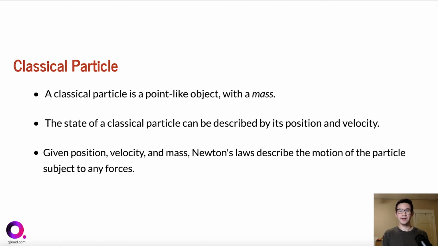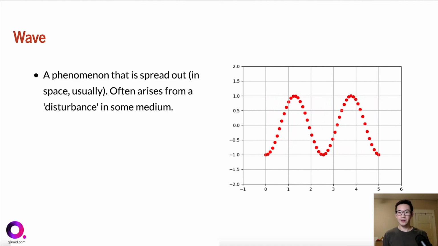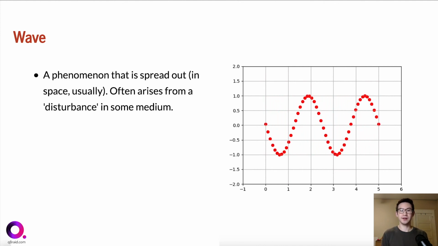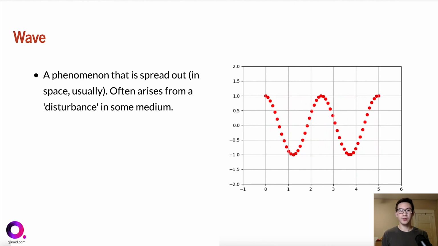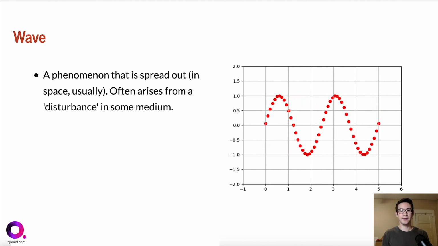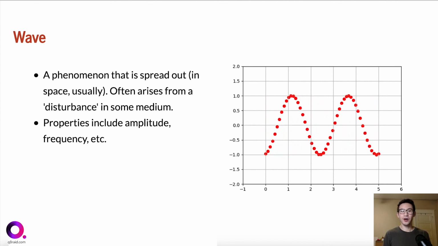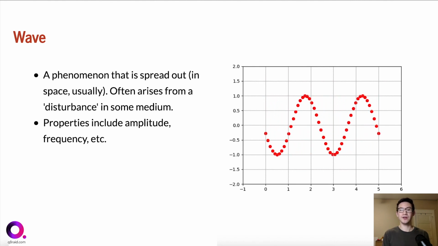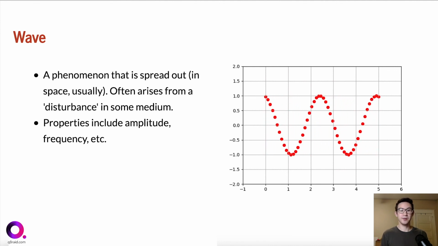So now, what about waves? A wave, on the other hand, is a phenomenon that is spread out in space. It usually arises from a disturbance of some sort in some medium. As an example, you can think about the water wave that is generated when you throw a stone in a pond. Now, properties of a wave include, for example, amplitude, which is how tall the peaks of the wave are, frequency, which is the rate of oscillation of the wave, and wavelength, which is the distance between 2 consecutive peaks of the wave.